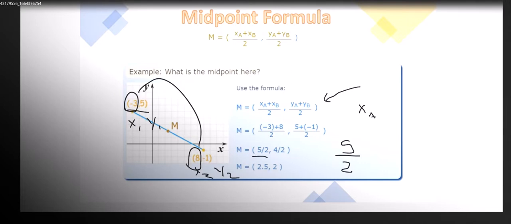So we've got our x coordinate. That's our midpoint. Now we need our y coordinate. What is 5 plus -1? That's right, it's 4. And what is 4 divided by 2? 4 divided by 2 is 2. So that's how you find the midpoint.